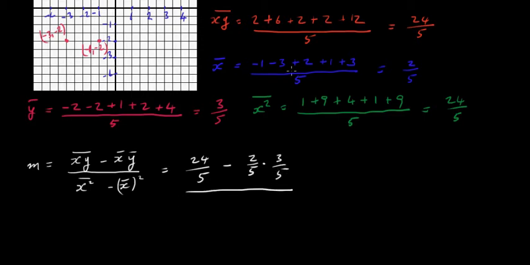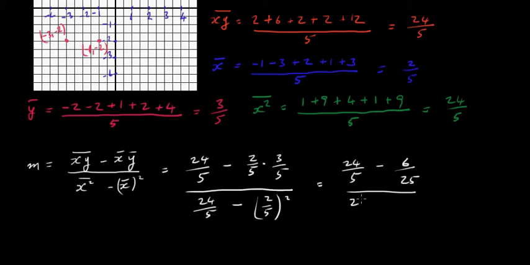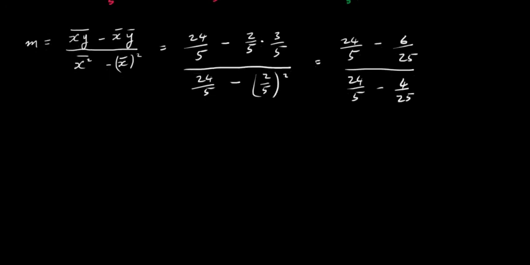And then we've got to divide by the mean of our x squared, so that's going to be 24 over 5. And then we've got x bar squared, so we've got to get the mean of our x's, which is 2 over 5, and square that. Okay, so let's do all of this. Let's simplify it. 24 over 5, and here we have 4 over 25. Okay, so the next thing I'm going to do is simplify our numerator and denominator here.